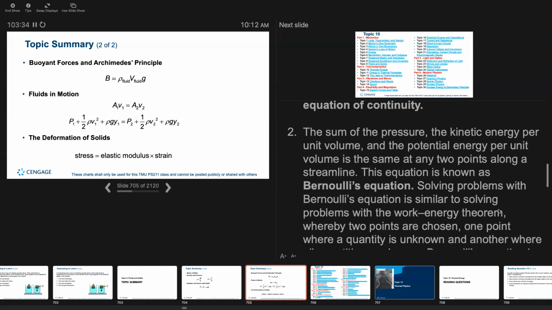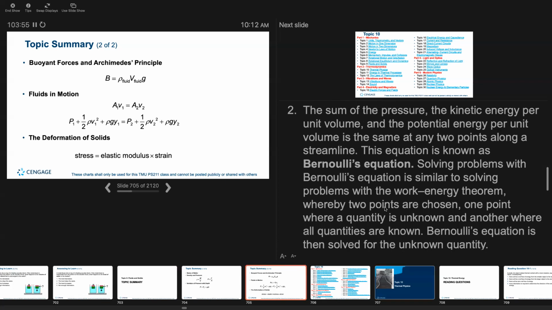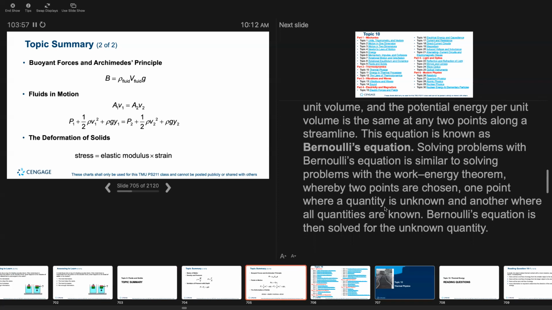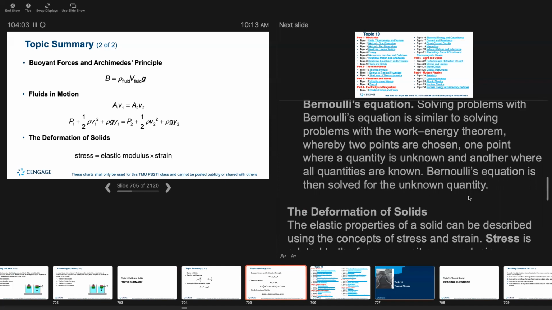Number two, the sum of the pressure, the kinetic energy per volume, and the potential energy per volume is the same at any two points along a streamline. The equation is known as Bernoulli's equation. Solving problems with Bernoulli's equation is similar to solving problems with the work-energy theorem, where two points are chosen, one point where a quantity is unknown and another where all quantities are known. Bernoulli's equation is then solved for the unknown quantity.